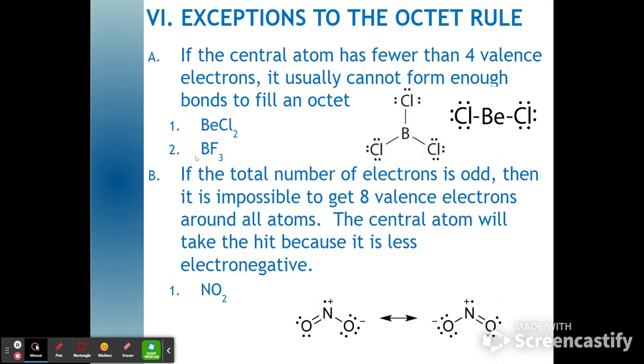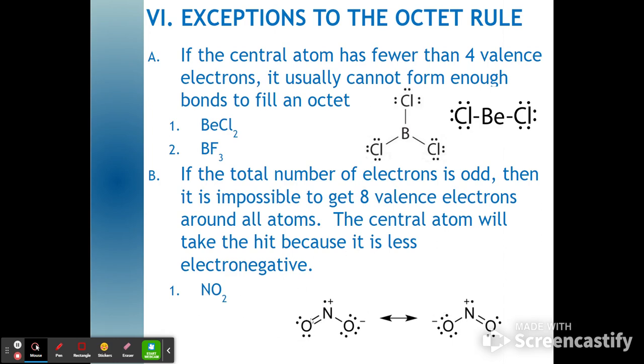Just a little side information. If the total number of electrons is odd, it's impossible to get 8 around all the atoms. And since the central atom is the least electronegative, it will be the one that takes the hit.